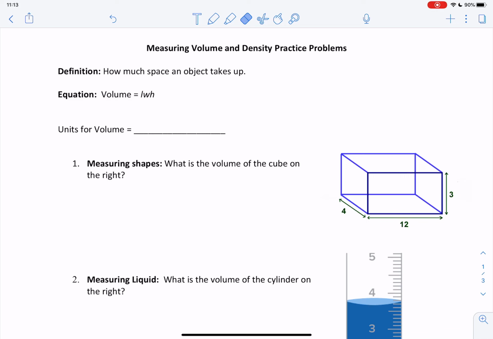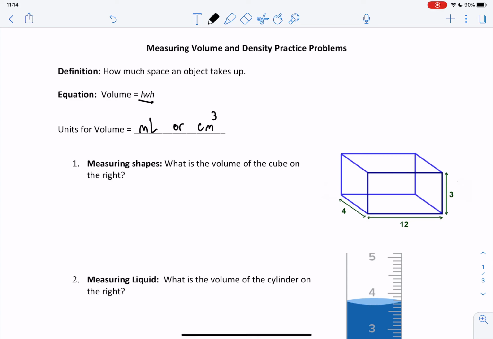Volume is how much space an object takes up, and the equation we're going to be using is length times width times height if we are trying to calculate the volume of a solid object. There are other ways to find volume, like the volume of a liquid. We can use measuring devices like graduated cylinders or beakers. The units for volume generally, if it's a liquid, are milliliters, or centimeters cubed.